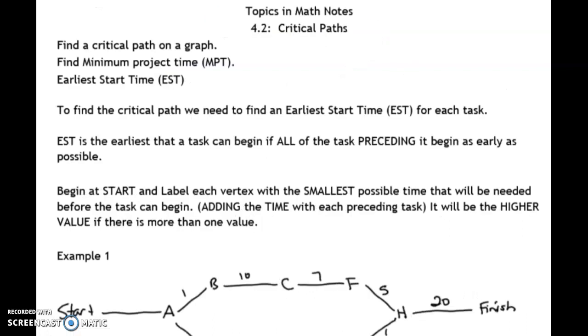Topics in Math 4.2 Critical Paths. What we're going to work on is being able to find the critical path on the graph, find minimum project time, and find the earliest start time. Okay, so first thing we need to do is focus on finding this earliest start time for each task.